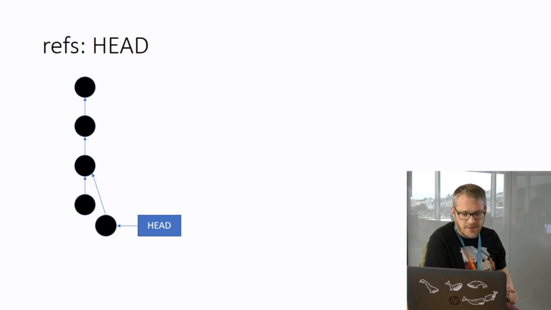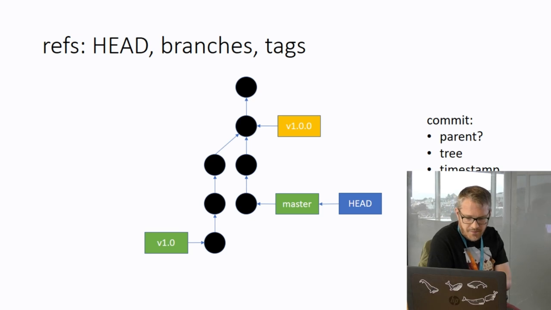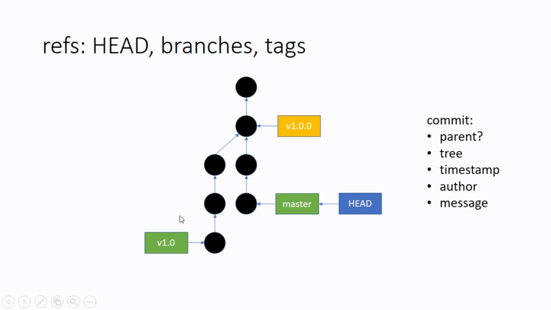But this head is not enough to be useful, so we have different types of refs, which are the same thing. They just point to some commit via the commit's hash. We have here the master branch, which is what is created by default, and this is what you usually work on. This is the version 1 branch. And here I colored it yellow to mark it as a tag. This is not something we work from, it's just pointing to this commit and saying this was version 1 that we released, so we can go back to it and look at it at some point.